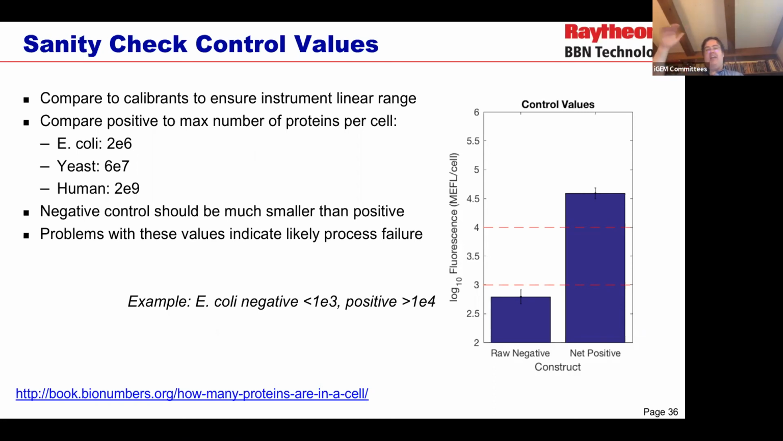If you're not hitting a number like that, you should be worried that either your fluorescence isn't working right or that you just don't have the ability to express things strongly in the cells at all, which can be a big limiter for working. Your negative control, on the other hand, should be much smaller than your positive. In this case, I set the threshold to be about 10-fold smaller than your positive.